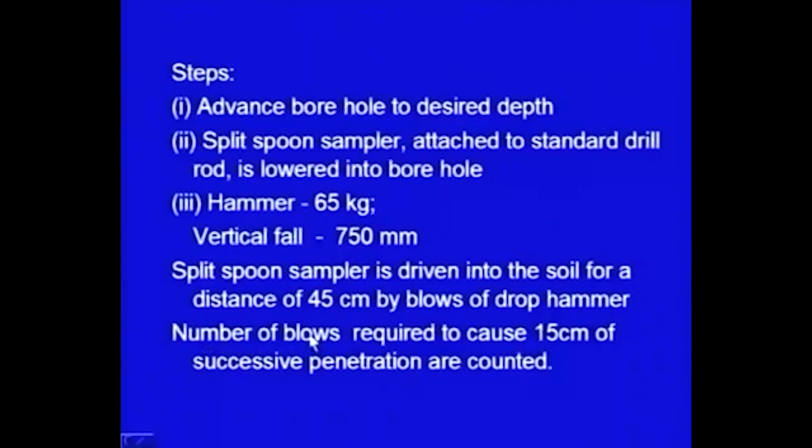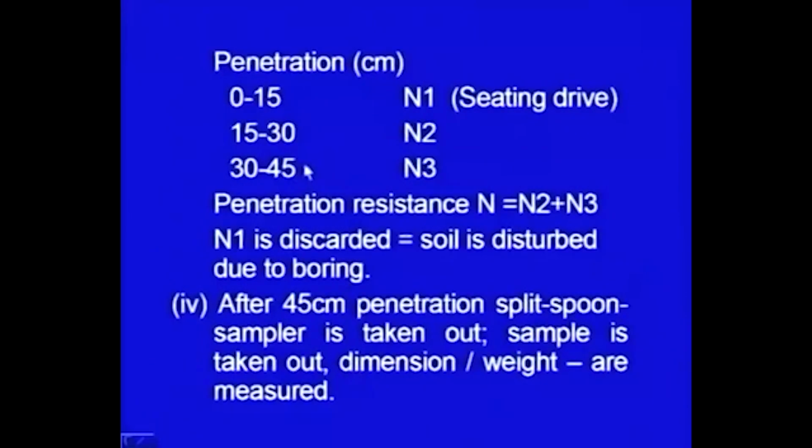So, the number of blows required to cause 15 centimeter of successive penetration is counted and recorded. For every 15 centimeter we keep on recording the number of blows required. Let us say for the first 15 centimeter, N1 is the number of blows, for the second 15 centimeter, N2 is the number of blows, and for the last, third 15 centimeter, N3 is the number of blows.